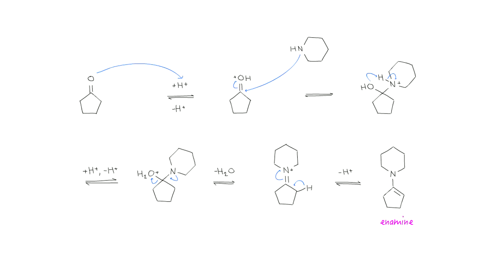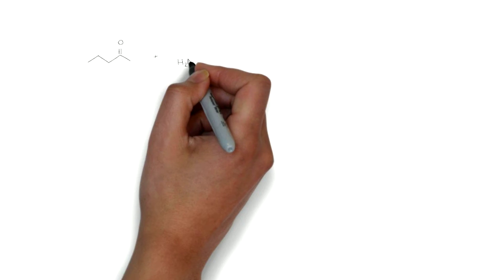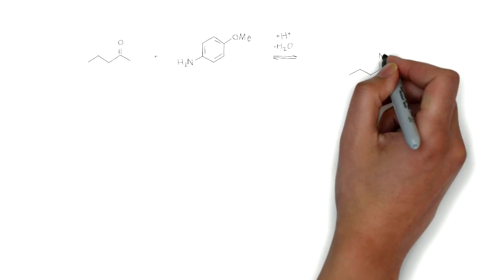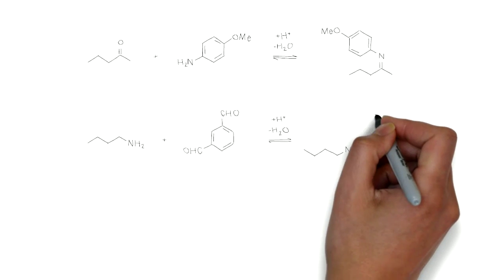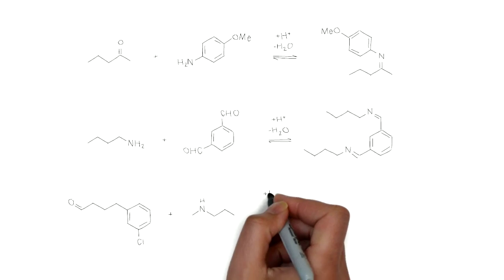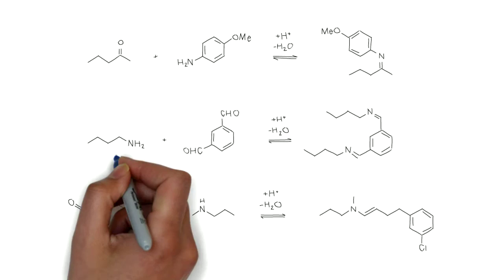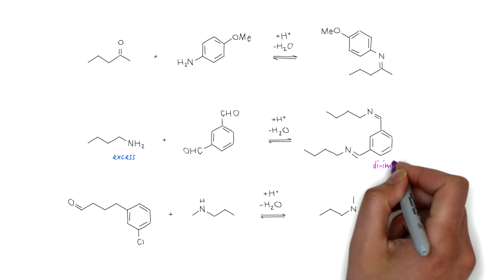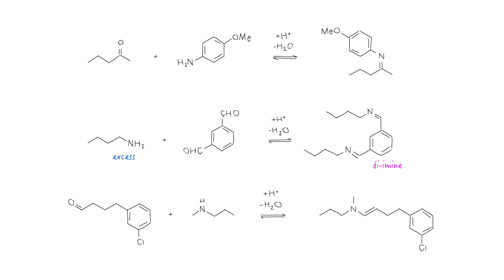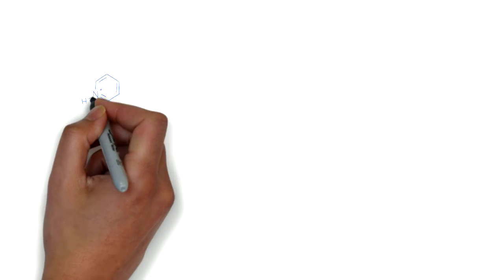When I add a primary amine to an aldehyde, I will form an imine. So 2-pentanone reacts with this aromatic amine to give us an imine. And if I add a big excess of a primary amine to a dialdehyde, I will get also an imine, twice, a diimine. Yes, good. But if I add a secondary amine, remember, to an aldehyde, the product is an enamine. Excellent.